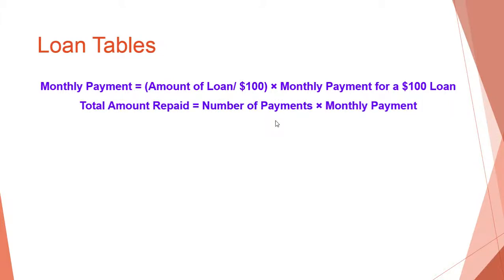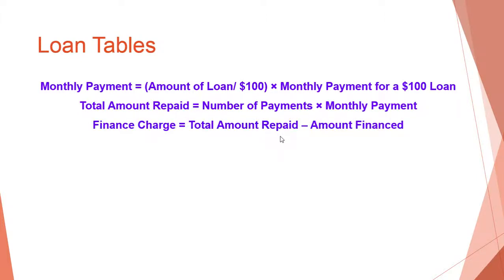Alright, loan tables. So sometimes they'll give you a table, and we can use that information to find what we need. So monthly payment is the amount of loan divided by 100 times the monthly payment for a $100 loan. So that part is going to be found using the table. Total amount repaid is the number of payments times the monthly payment. Finance charge is the total amount repaid minus the amount financed.